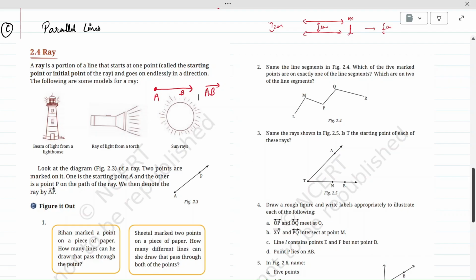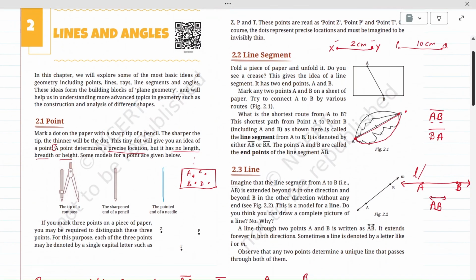And now we know what is a point, a line segment, a line and a ray. Again, I'm going to reiterate this. A point is nothing but a dot which tells us the location, which helps us to mark any location, and we always mark it using an alphabet. Next we have line segment. A line segment is basically a line which has a definite length, a definite start and end point.